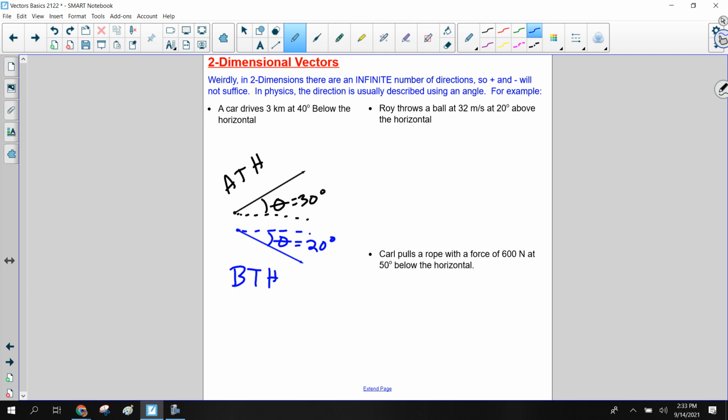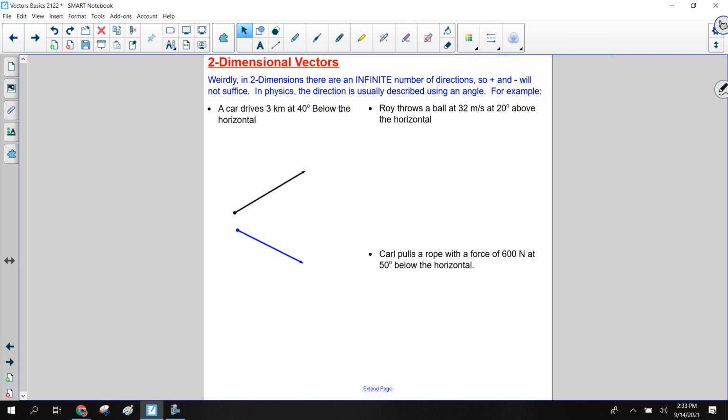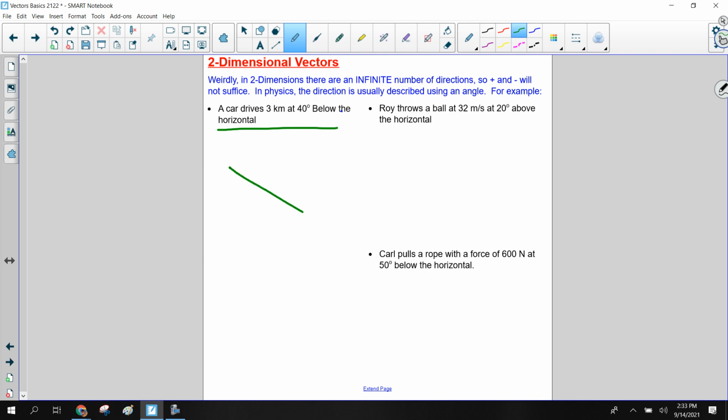All right, so for example, let's draw some of these. Oh, I gotta delete this guy and this guy. Out of my way, blue arrow. Okay, so here we go. For this guy, a car drives 3 kilometers at 40 degrees below the horizontal. So below the horizontal means it's going forwards and down. Here's my horizontal, here's the 40 degrees, here's the 3 kilometers. So that's describing the displacement of the car: 3 kilometers, not horizontal, 40 degrees below the horizontal.